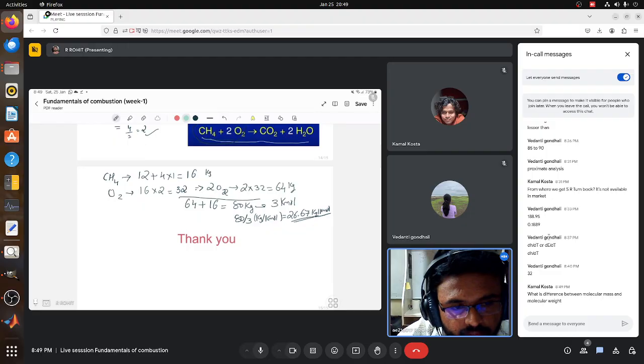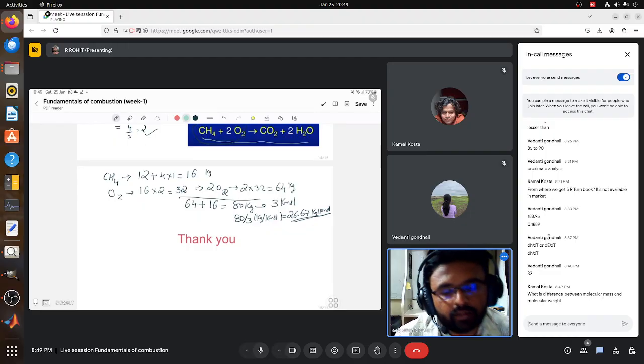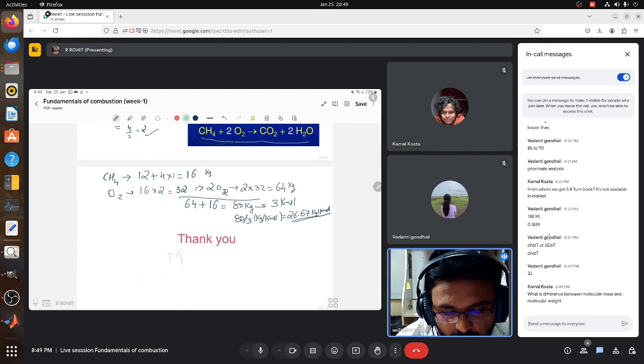So what is the difference between a molecular mass and a molecular weight? There is a simple difference: the mass of a system will not depend on your gravity, G value, whereas weight depends on G. Your mass on the Moon and on Earth will not change, because it is not dependent on gravity. But weight depends on gravity. Weight is nothing but m into G, whereas mass is nothing but m.